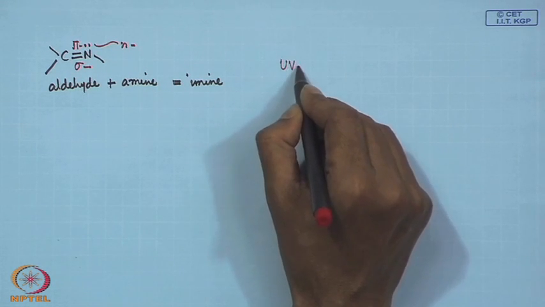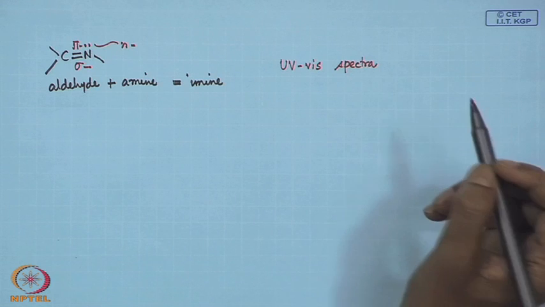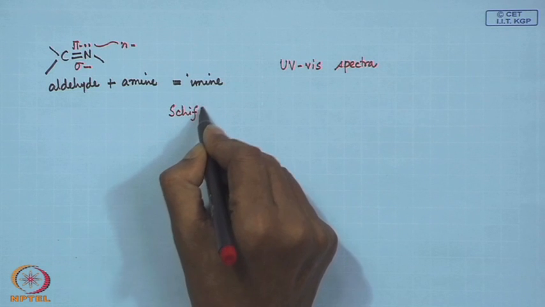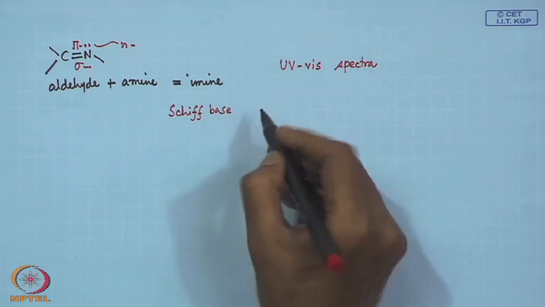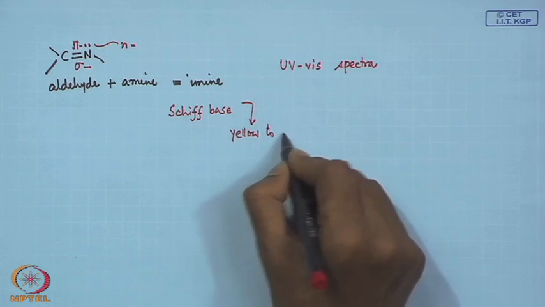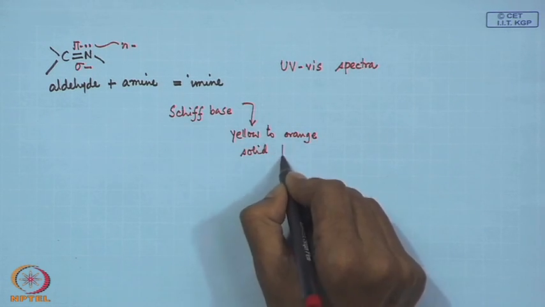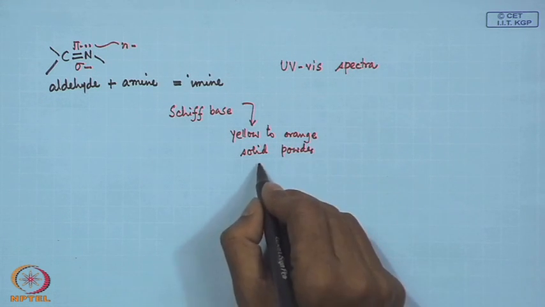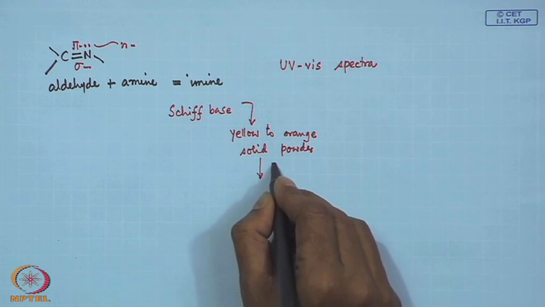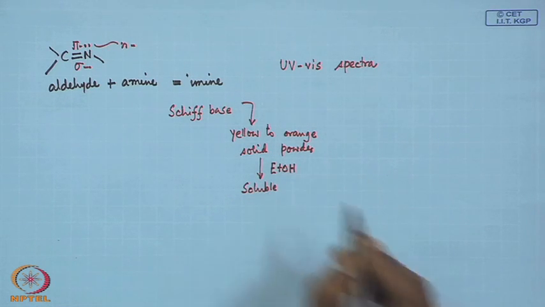So, when we are talking about the UV visible spectra of these compounds such that any Schiff base, if we have, and they are yellow to orange solid powder, and they can be isolated through the synthesis, say in ethanol, and these compounds are also soluble in ethanol.